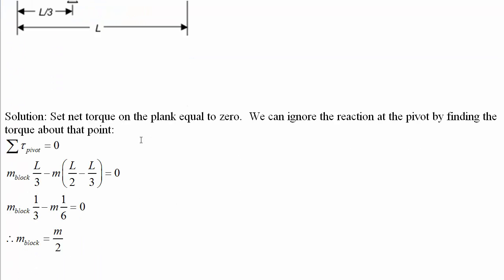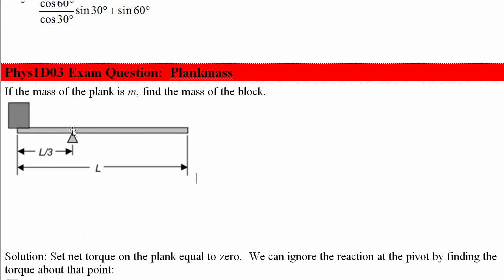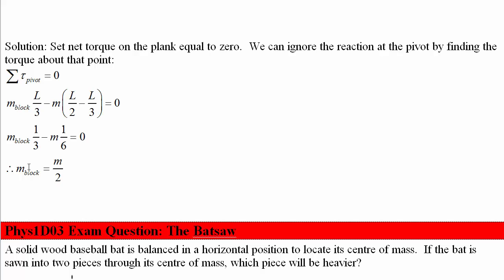Okay, by setting the pivot point as this triangle here, we can ignore what force it's applying on the plank, and then just say, okay, well, the torque produced about this pivot point from the block's weight is equal to the torque produced about the pivot point from the plank's weight. But since the block is L/3 away and the plank's center of mass is only L/6 away, half as far away, that must mean the plank's weight has to be twice as much to counteract the block's weight. So we've got that the mass of the block is half the mass of the plank.